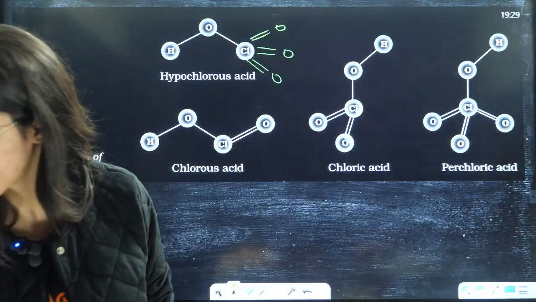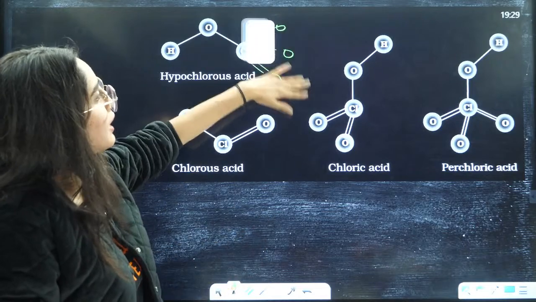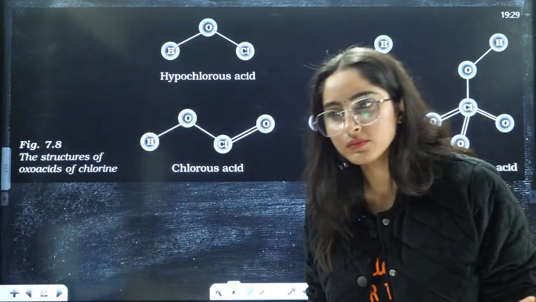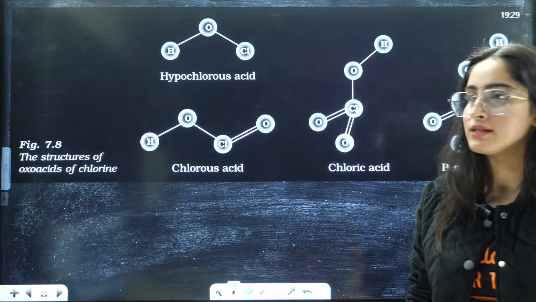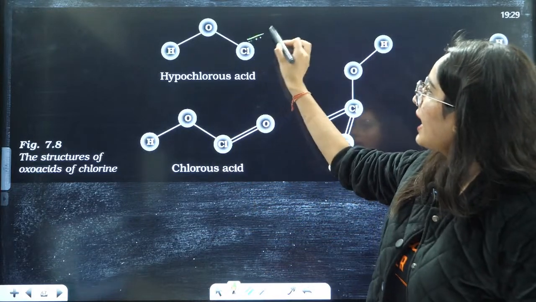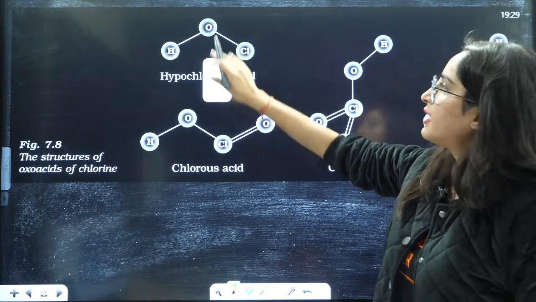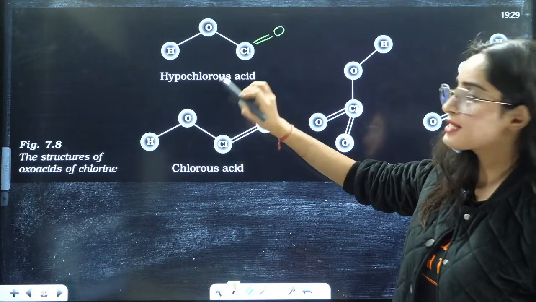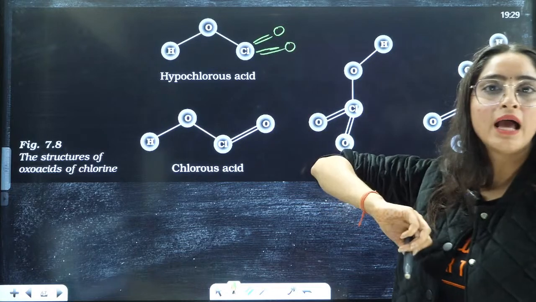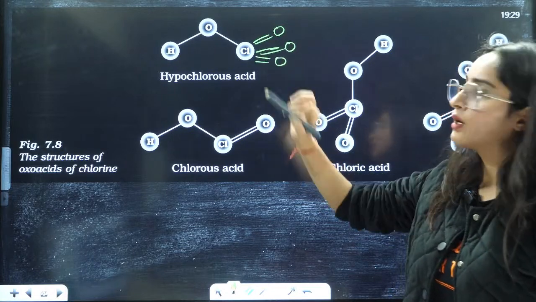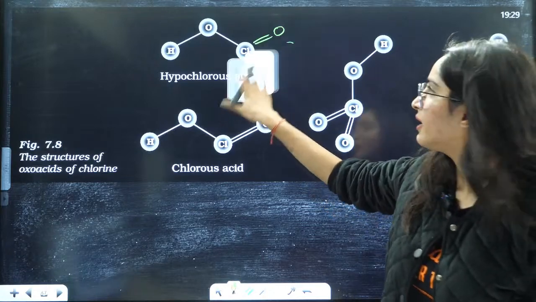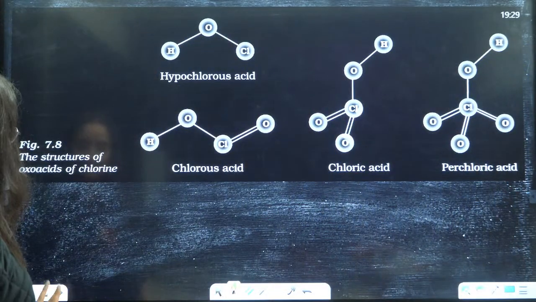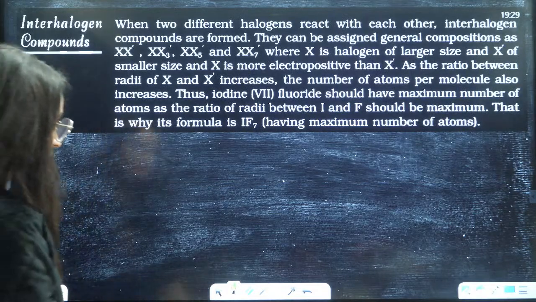Okay? Understood or not? Simple? So you don't even need to remember these. Just remember this one, then add one oxygen, add two. See, hypohalous, halous acid, halic, perhalic. That's it. Okay? Was it simple? Yes, everybody.